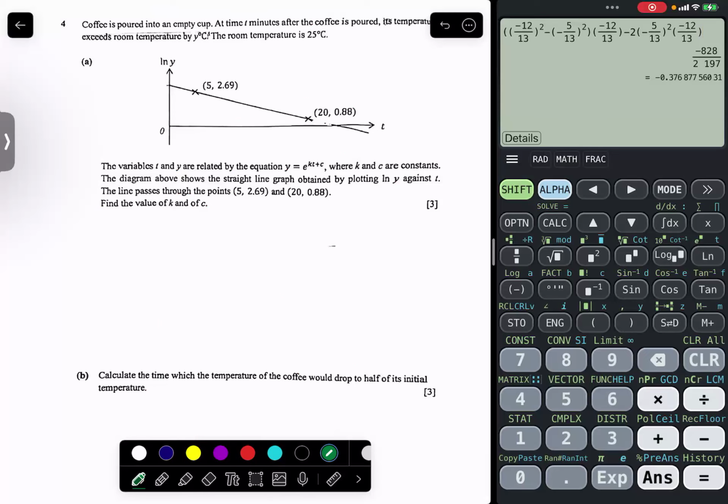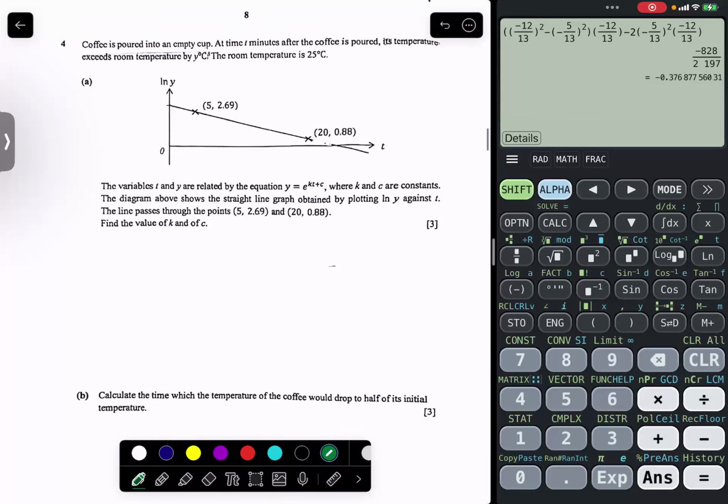Question 4. Coffee is poured into an empty cup. At time t minutes after the coffee is poured, the temperature exceeds room temperature by y degrees Celsius. Okay, the room temperature is 25 degrees.